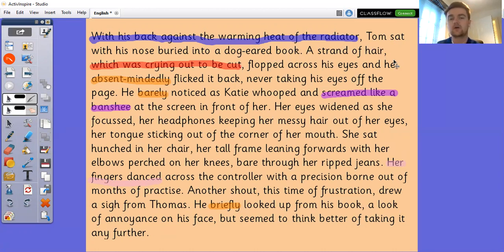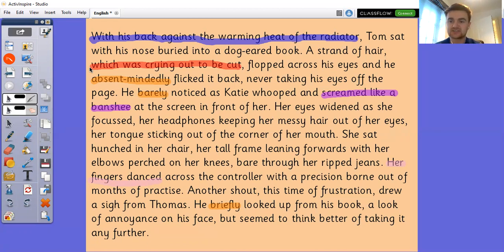A strand of hair, comma, which was crying out to be cut, comma, flopped across his eyes. Now, if I took out that relative clause, a strand of hair flopped across his eyes, that sentence still makes sense. But that relative clause adds a little bit more information about the hair, and it also gives us that show don't tell about what his hair is like. Absent-mindedly, barely, and further down, briefly, got all of those adverbs in as well.